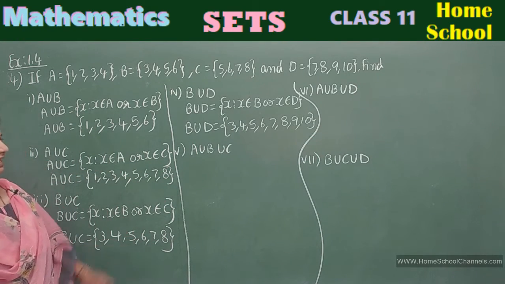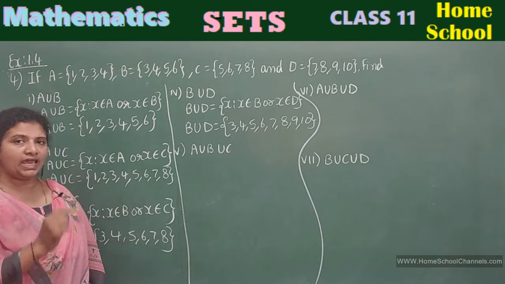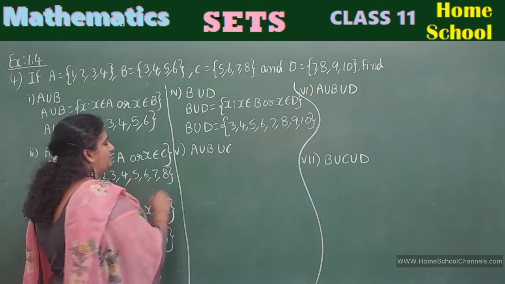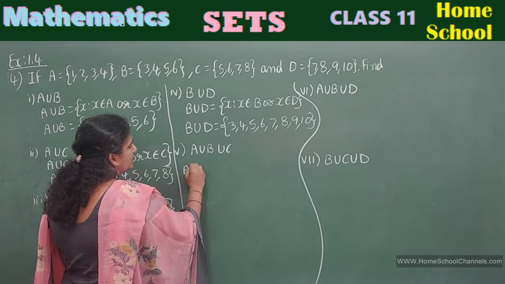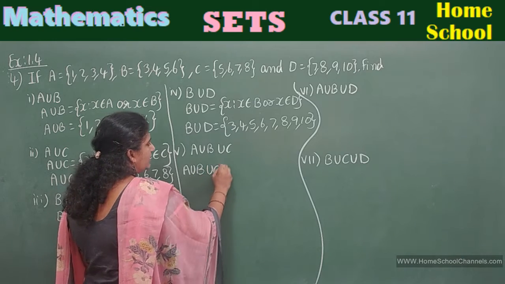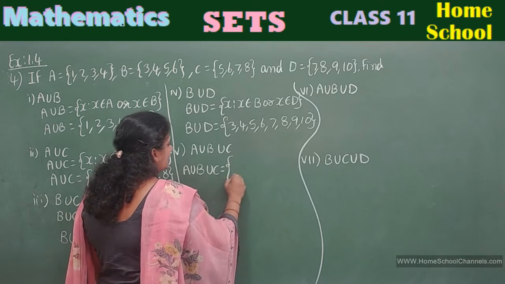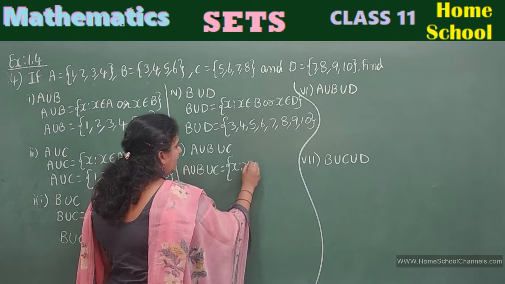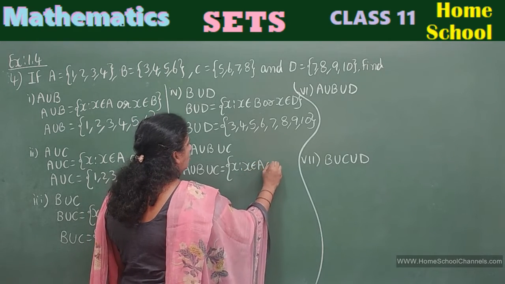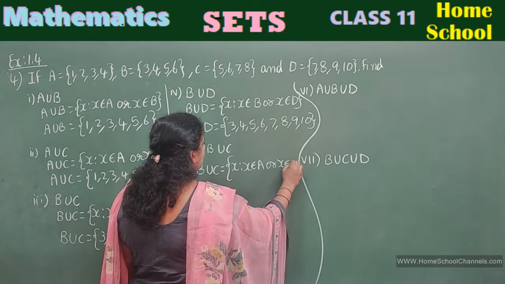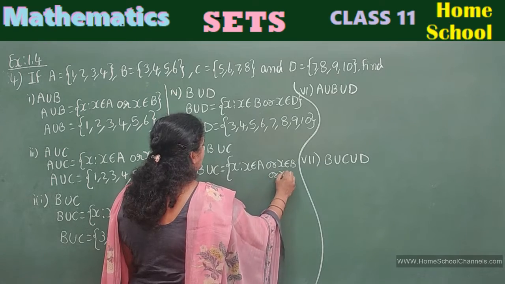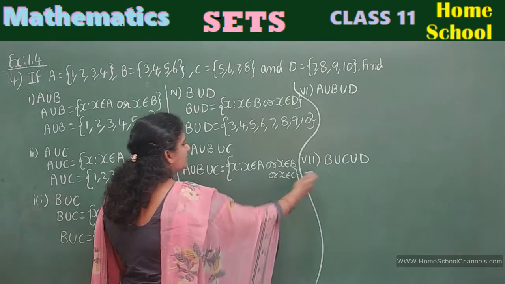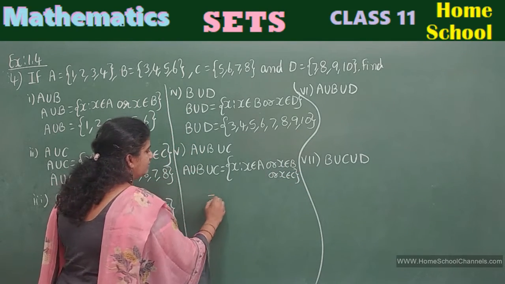Okay. See the next problem, fifth one. A union B union C. How can I write this one? A union B union C is equal to the set of all x such that x belongs to A or x belongs to B or x belongs to C. In a single line you need to end this.